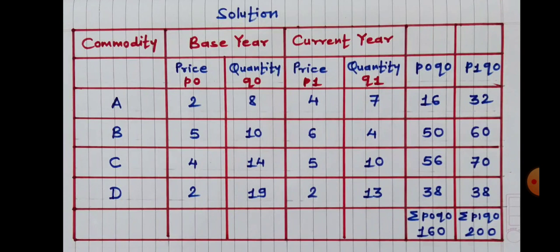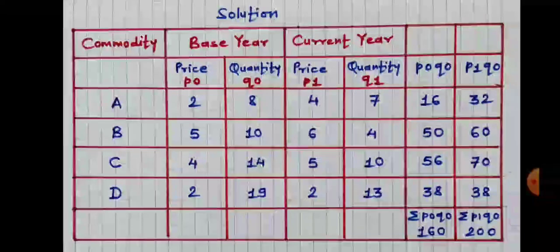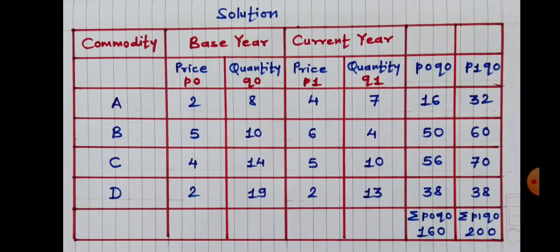After that, we have to find out sigma P0 Q0, that is summation of all P0 Q0. So 16 plus 50 plus 56 plus 38 is equal to 160. So sigma P0 Q0 is equal to 160.